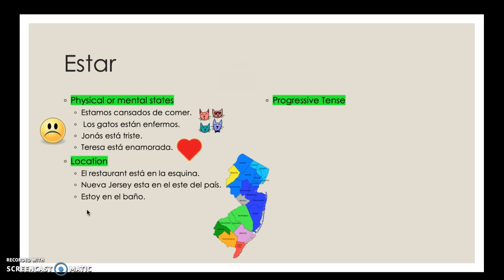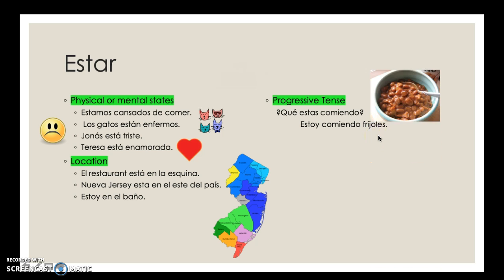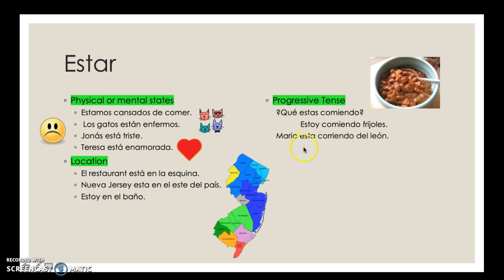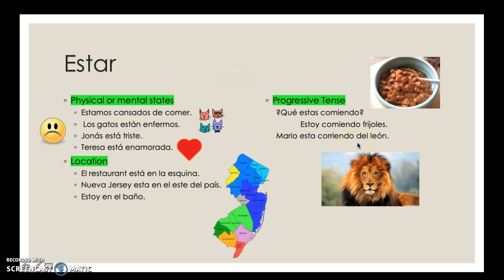And for the progressive tense. ¿Qué estás comiendo? Estoy comiendo frijoles. There you go. Mario está corriendo del león. Mario is running from the lion. Scary.